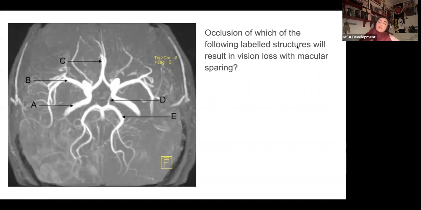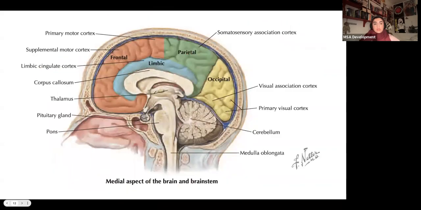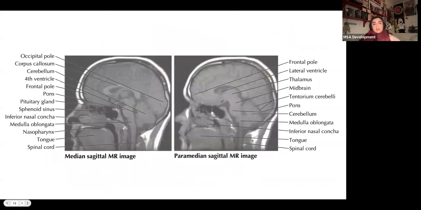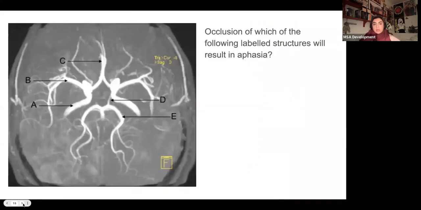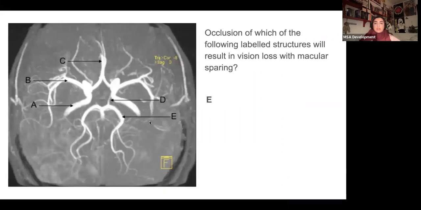Now, occlusion of which of the following labeled structures will result in vision loss with macular sparing? Now, we understand that the posterior cerebral artery is going posteriorly to the occipital lobe, which is responsible for our vision and our sight and understanding of sight and what we see day to day. So our posterior cerebral artery will be going to the back, and we know that this is basically the one that goes around the brainstem posteriorly to the occipital lobe. So, our answer would then be E. All right.